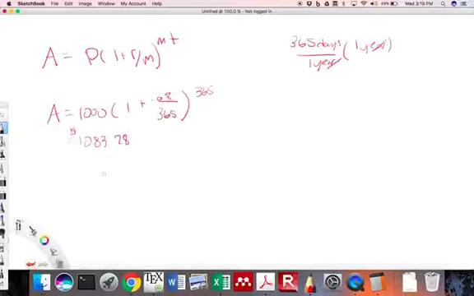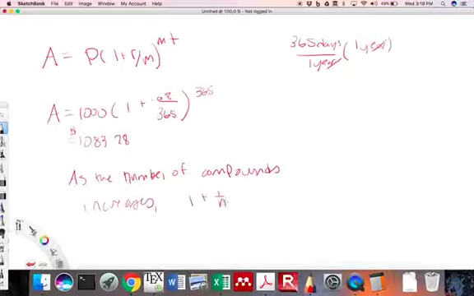So as the number of compounds increases, (1 plus 1 over n) to the n approaches this pretty cool number, e, not a letter, a number, and it's approximately equal to 2.7 Andrew Jackson. Andrew Jackson, my friend Ben taught me this. Andrew Jackson was elected president in 1828.